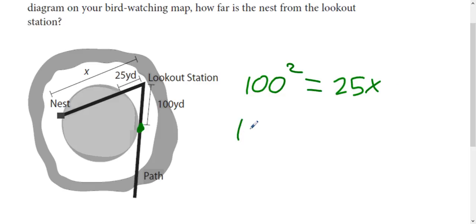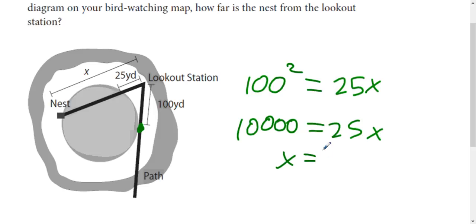So you square the 100, you get 10,000 equals 25x, and then divide by 25. X equals 400, and our units here were yards.